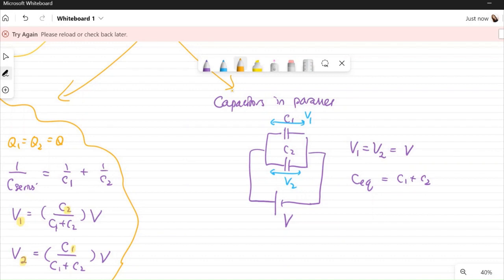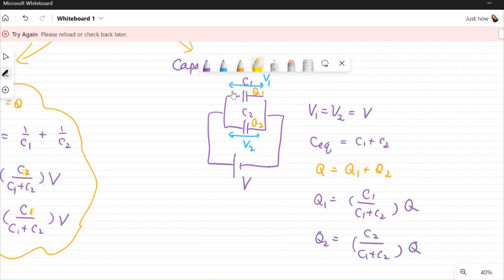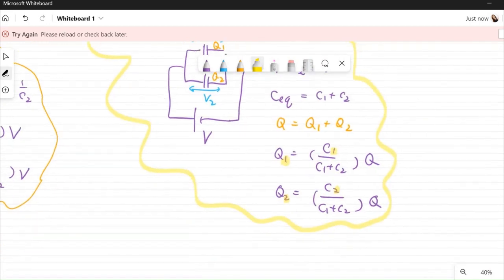The C equivalent, the total capacitance when connected in parallel, is equal to C1 plus C2. And the charge stored in each of the capacitors, for example capacitor 1 is Q1, capacitor 2 is Q2. So the charge stored in the system is Q1 plus Q2, where Q1 is equal to C1 over C1 plus C2 multiplied with Q, and Q2 is equal to C2 divided by C1 plus C2 multiplied with Q. If you observe it properly, this is 1, here will be 1, this is 2, here will be 2. So these are important formulas for capacitors connected in parallel.